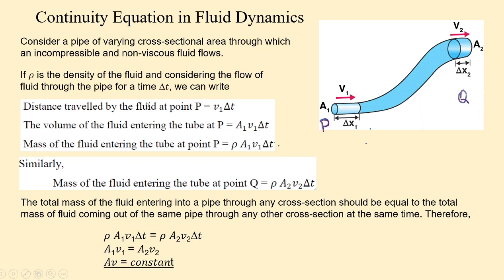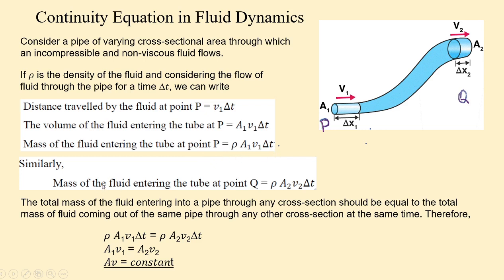So if rho is the density of the fluid, then we know density rho is equal to mass by volume. So if we know the volume, then mass is equal to density into volume. In the second row we have the expression for the volume. Therefore, the mass of the fluid entering the tube at the section P is equal to density into volume, that is rho into A1 V1 into delta t.